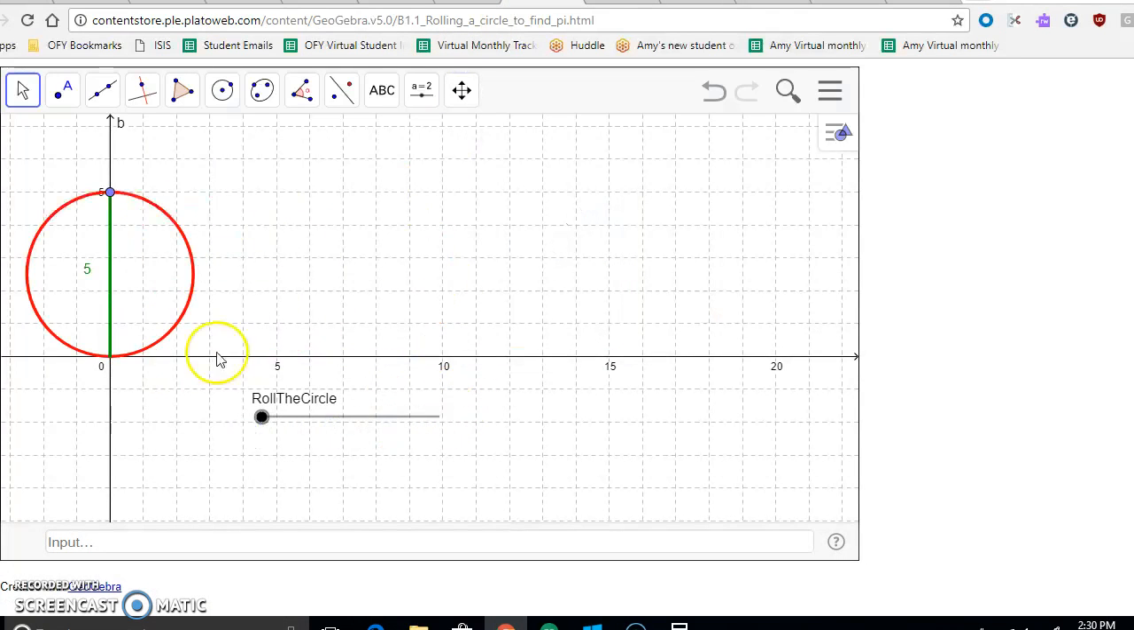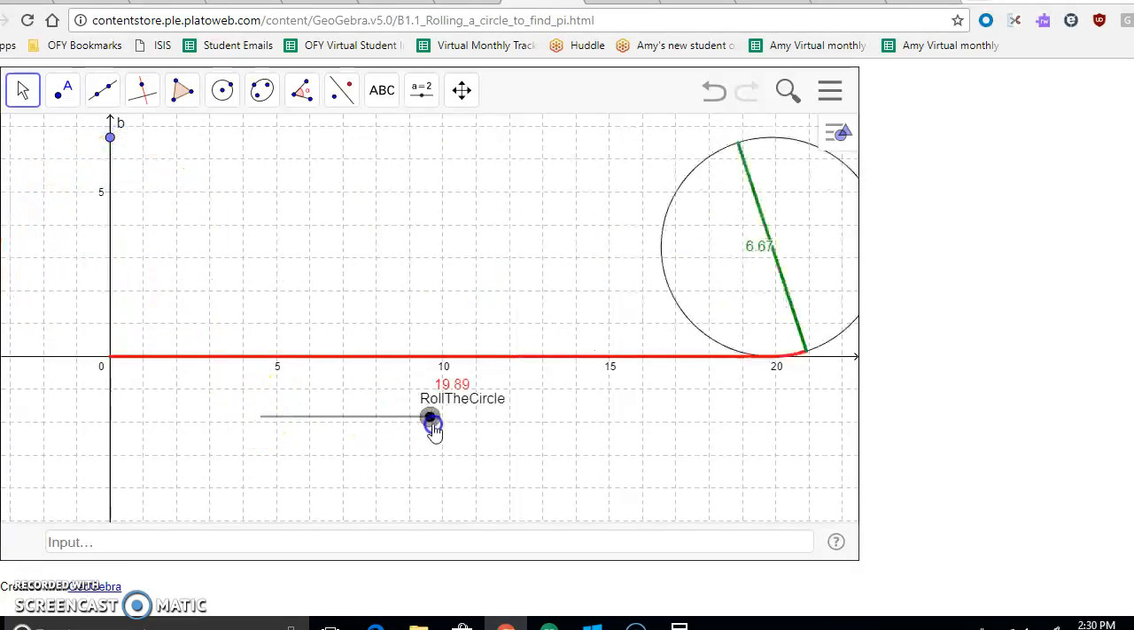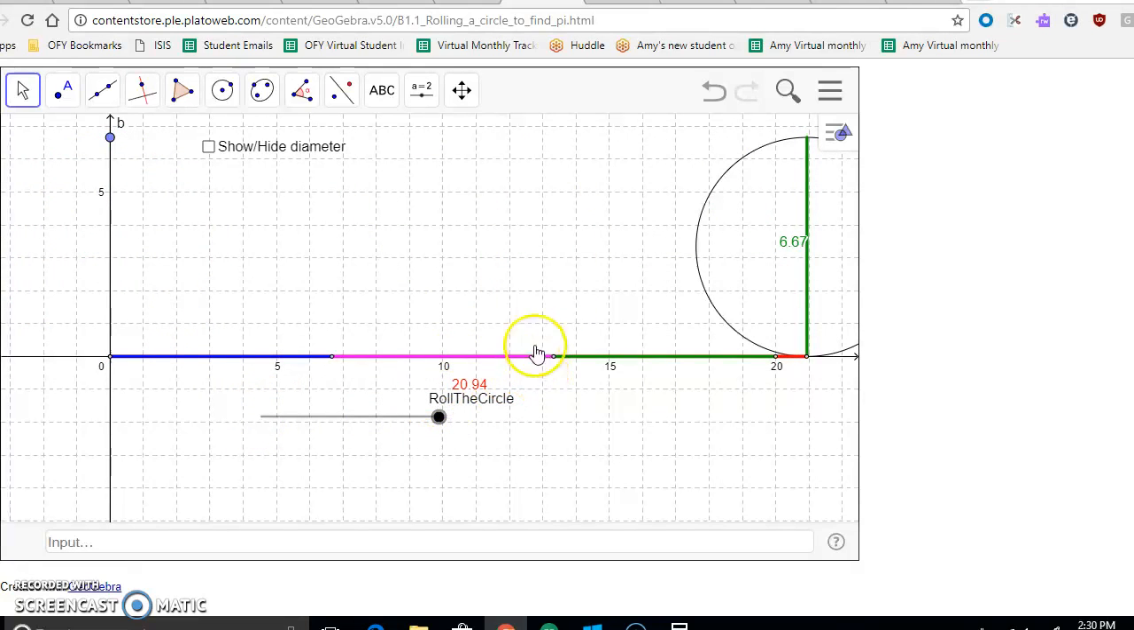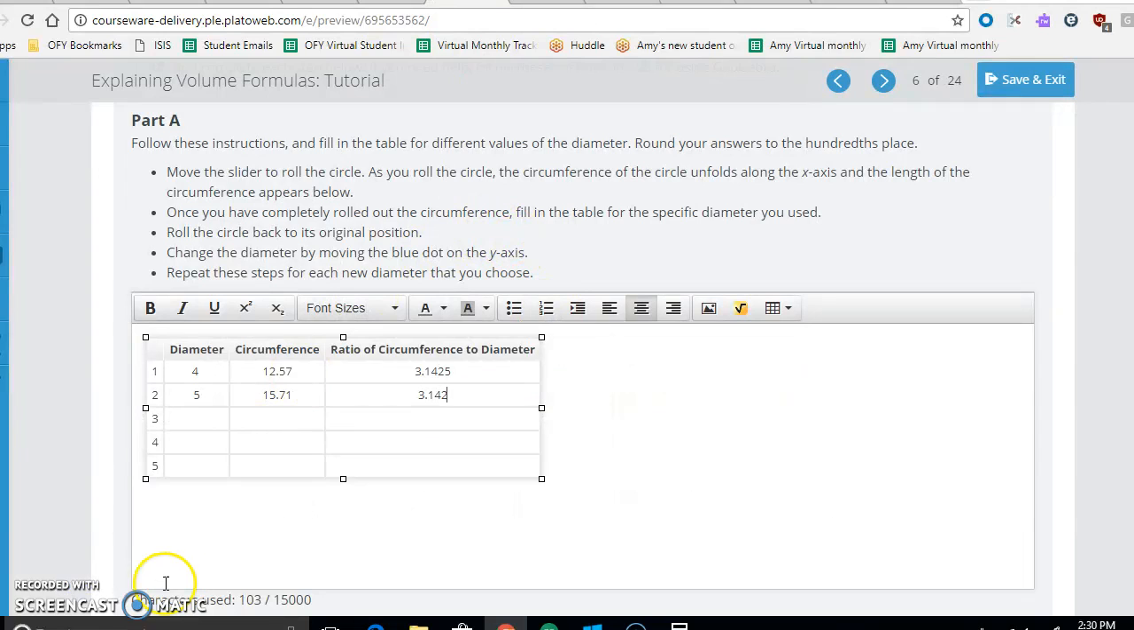You're going to roll it back in, change to whatever you want. It doesn't even have to be on a whole number. It could be here, here, here, wherever you want. Roll out the circle. Here is where you'll put the circumference, and then you do that division problem. Hopefully that helps.